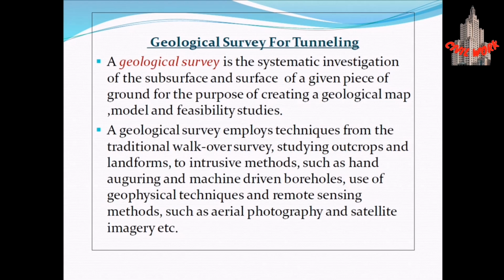A geological survey employs techniques from a traditional walkover survey. Number one, we can have a traditional walkover survey. Number two, we can study the outcrops and landforms, how the strata is where we have to construct a tunnel. We have intrusive methods such as hand augering and machine driven boreholes. We have to collect samples from there. Use of geophysical techniques, which we will discuss later in this lecture. Remote sensing methods such as aerial photography and satellite imagery.